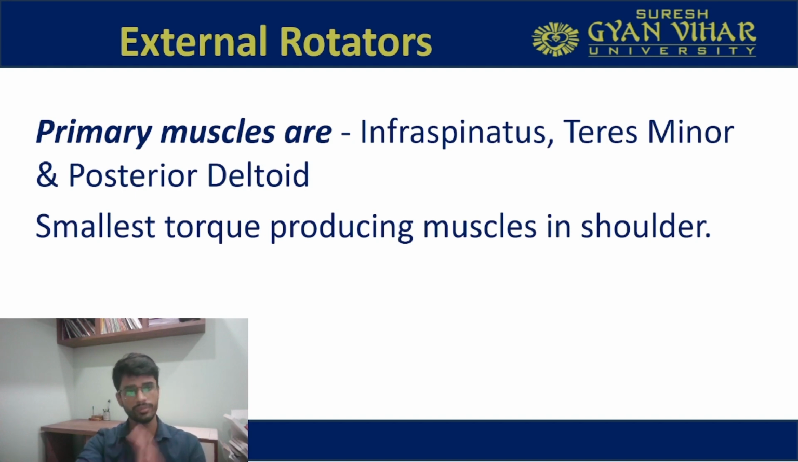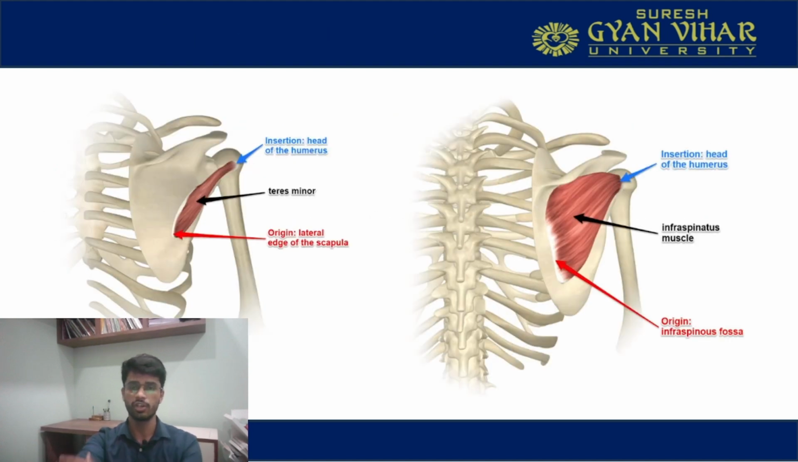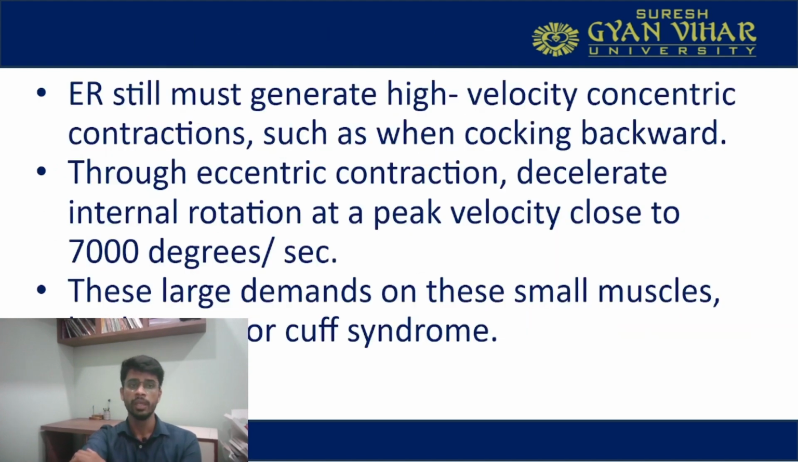Fine. So the external rotator muscles, we know, are your infraspinatus, teres minor, and posterior deltoid, and they are the smallest torque producing muscles in the shoulder. These are the origin and insertion of these muscles. An important thing, as I told you, is that external rotators are the muscles that get injured a lot of times.